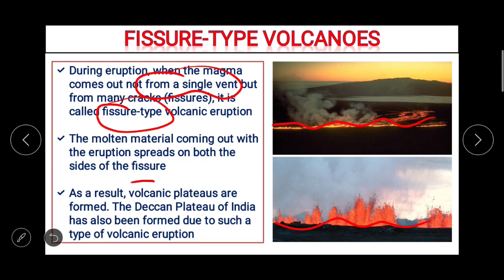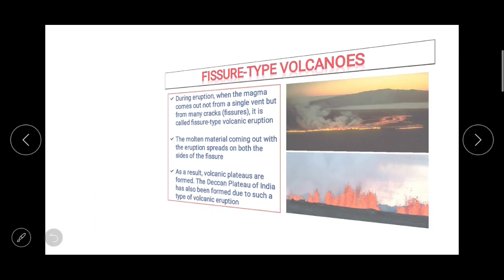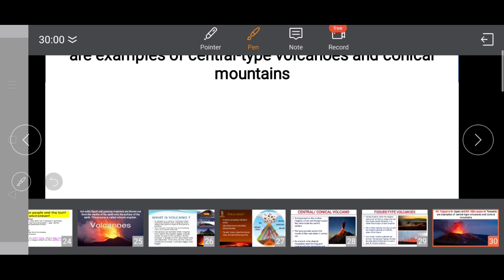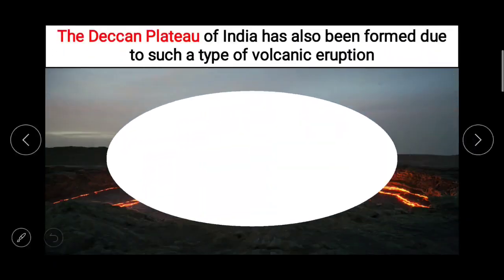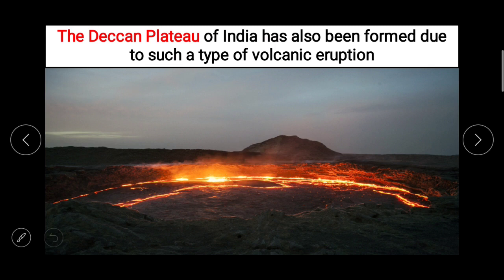So, the two types: central type or conical volcano and the fissure type volcanoes. Now, here the example you can see which is given in our textbook. Mount Fujiyama in Japan and Mount Kilimanjaro in Tanzania are examples of central type volcanoes and conical mountains. And the next one, the Deccan Plateau of India has also been formed due to such type of volcanic eruptions.